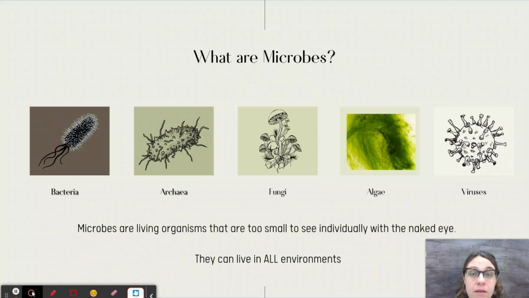They're too small to see with the naked eye, so you have to use a microscope to see most of them. They can live in all environments. There's no getting rid of microbes. There might be getting rid of certain types, but that empty space gets quickly taken over by a different microbe. So when you think of that clean space, it probably has microbes on it still.